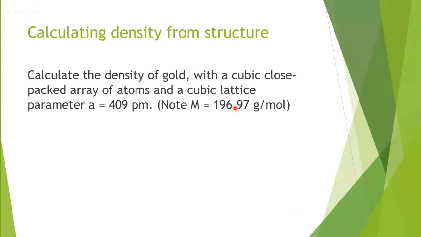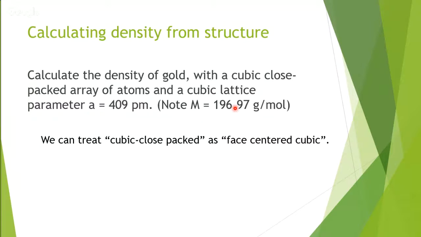Another kind of calculation that we can do is to calculate the density based on the structure. So let's look at an example. Let's calculate the density of gold, which forms a cubic close-packed array of atoms and has a cubic lattice parameter of 409 picometers. So what exactly does that mean? Well, that's the length of the side of the unit cell.